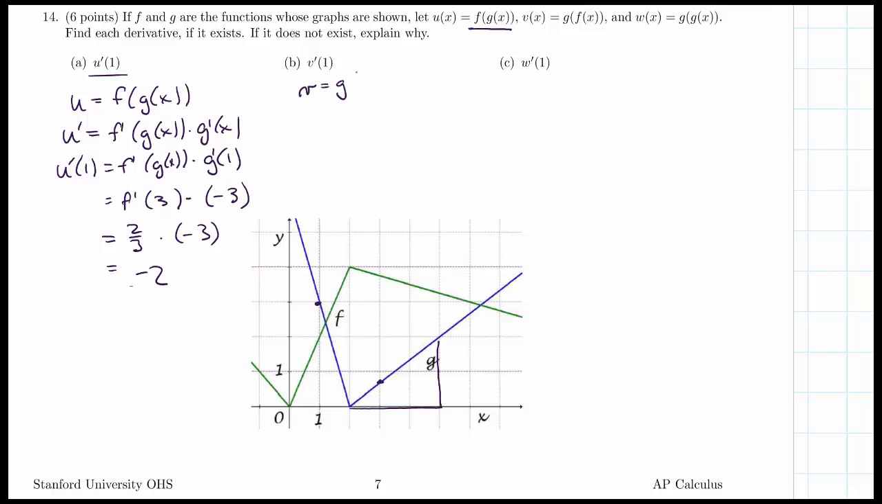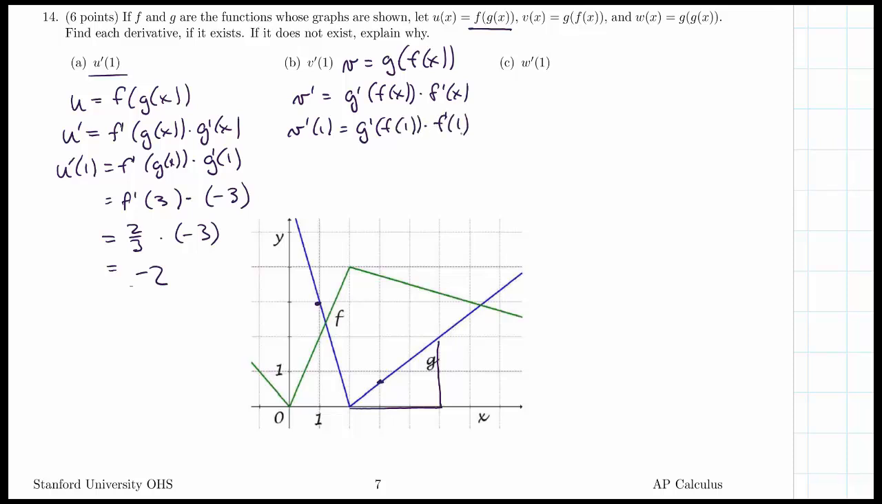V is equal to g of f of x. So v prime is equal to g prime. Boy, I need to write more clearly. V is g of f of x. V prime is equal to g prime of f of x multiplied by f prime of x. V prime of 1 is equal to g prime of f of 1 multiplied by f prime of 1.